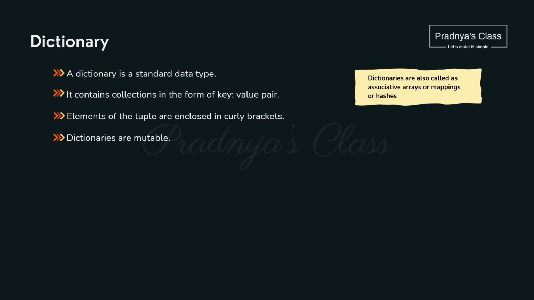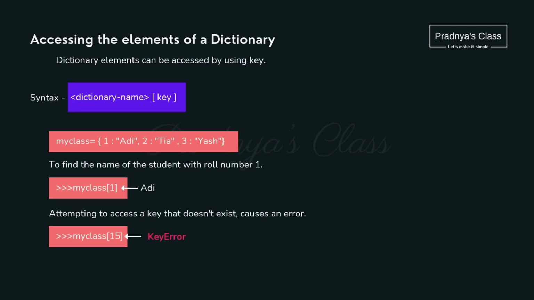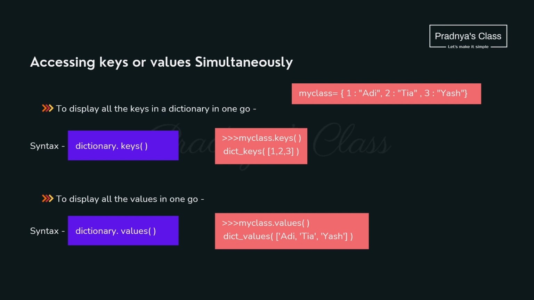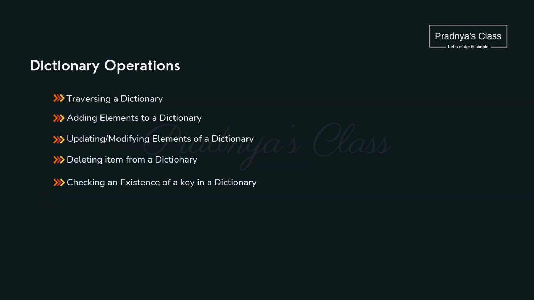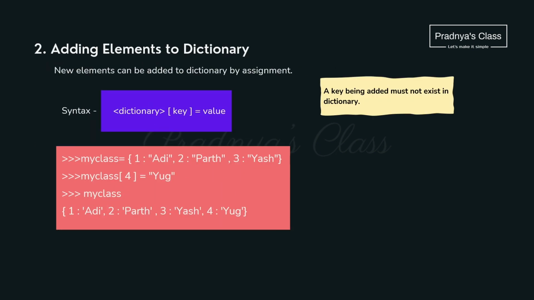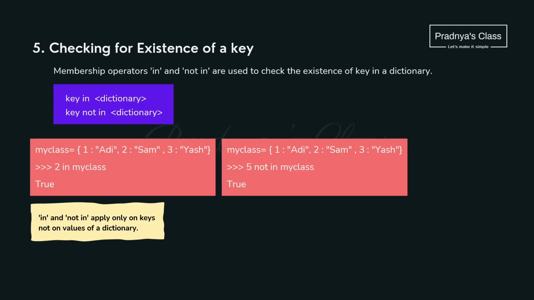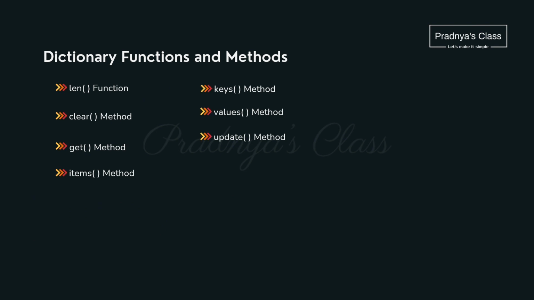To get a clear understanding of the dictionary, you will go through this video where we have discussed how to create a dictionary and how to access the elements of the dictionary. Separately, how to access keys and values, that also we have discussed. Even the different operations which we can perform on the dictionary are explained in detail with examples. So please go through this video and practice all the functions and methods of dictionaries.